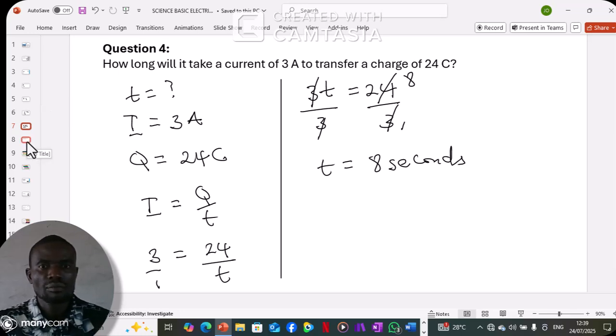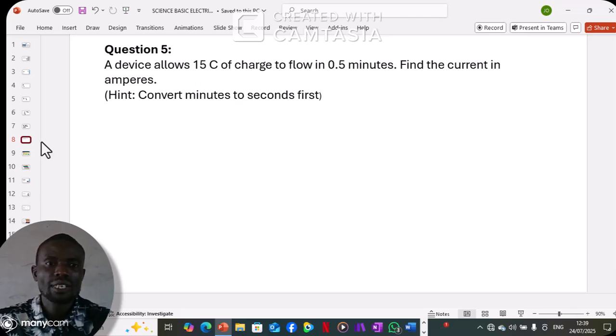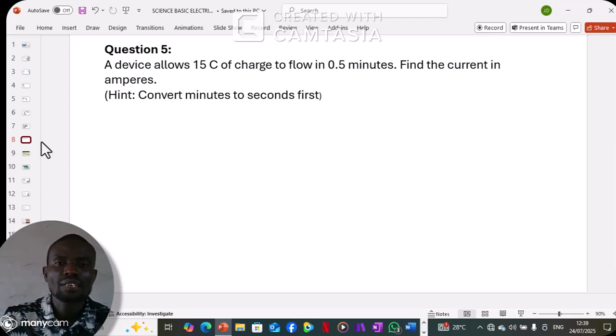Let me quickly give you the last one before we continue. A device allows 15 coulombs of charge to flow in 0.5 minutes. Find the current in amperes. I told you that if you are given time in minutes, it must be converted to seconds. So we are given 0.5 minutes, that is half a minute. Half a minute equals 30 seconds.